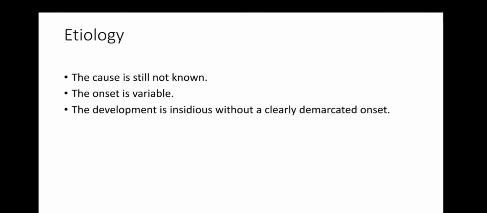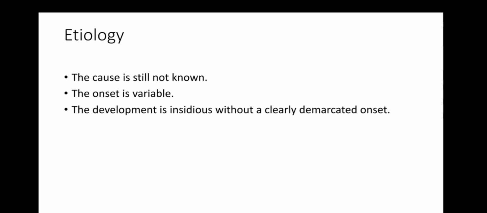Etiology: the cause is still unknown, the onset is variable, and the development is insidious without a clearly demarcated onset. Children that have an autism spectrum disorder have an increased risk of having epilepsy. However, there is no causal relationship that has been identified.